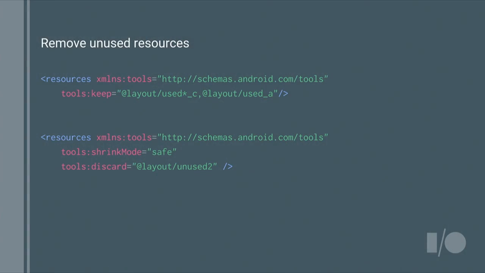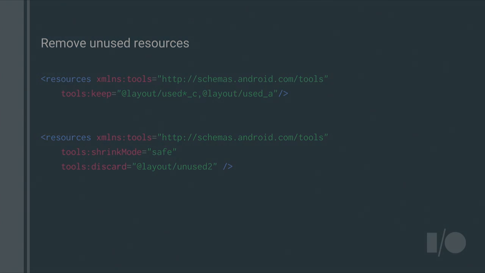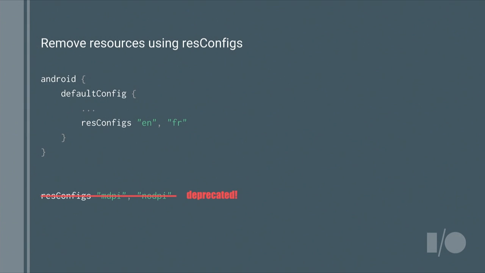And again, it has a configuration. So you can add this on any XML resource in your resource folder. Just add these tools keep or tools discard attributes. And you can make sure that if there are resources that you want to have in your APK, or if you explicitly want to remove something from your APK, that's where you configure it. So a little bit like ProGuard rules, only for resources.